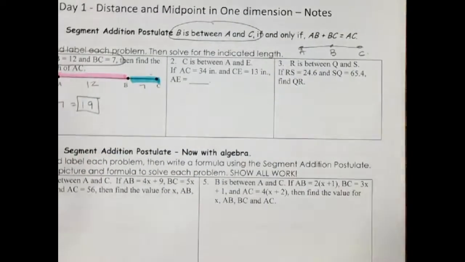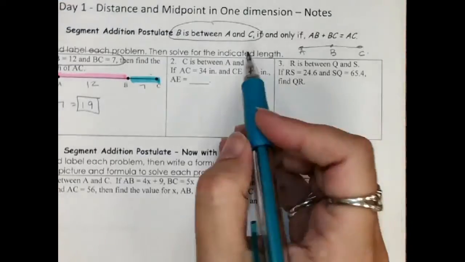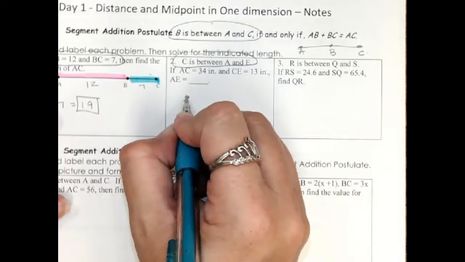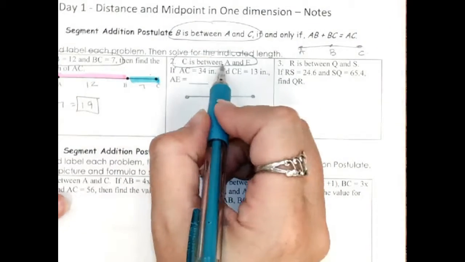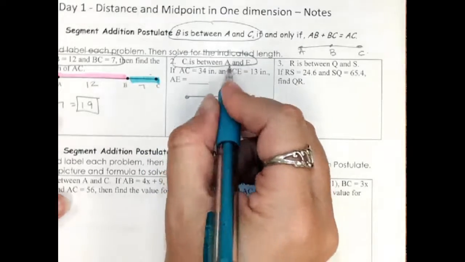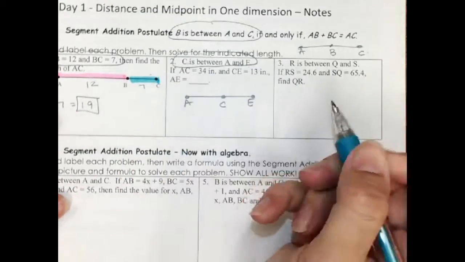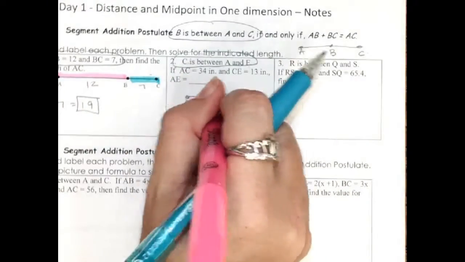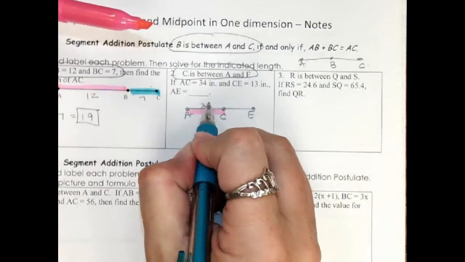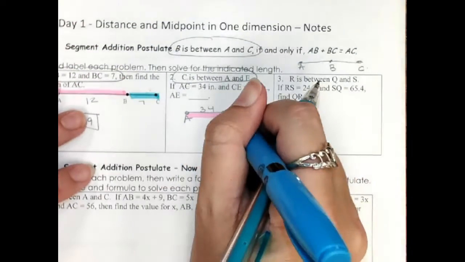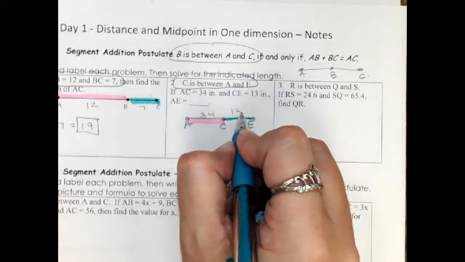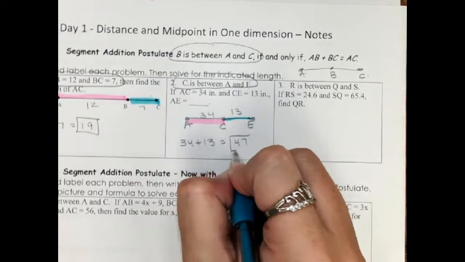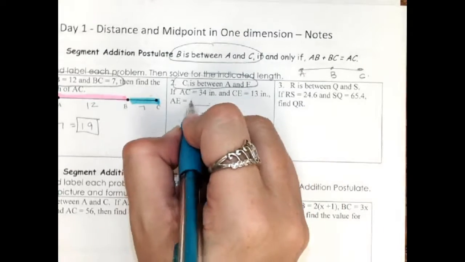Now what if they don't draw the picture for us? Well, we have to draw the picture, and you always start with this part right here. It says C is between A and E. You will always have to draw the picture. C is between, so that's the middle, and it's between A and E. Then I need to label the stuff that's in the picture. AC is 34, and CE is 13. So again, I need to add these together. 34 plus 13 equals 47. AE, what they're asking me for, is 47.